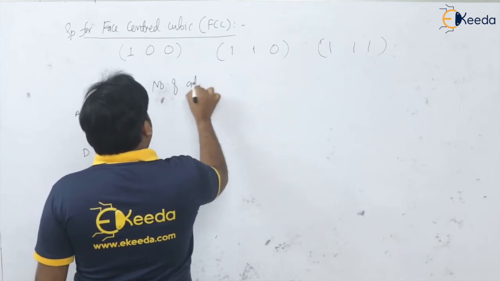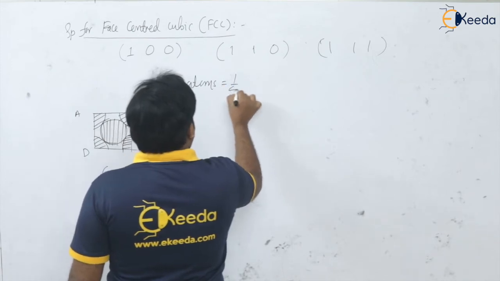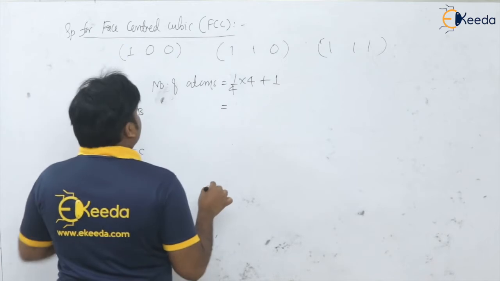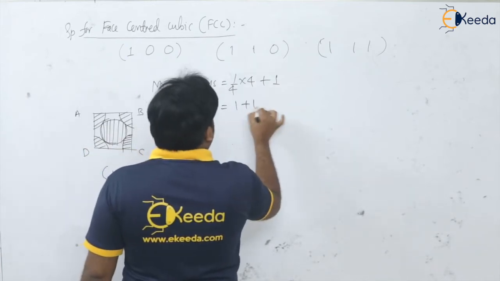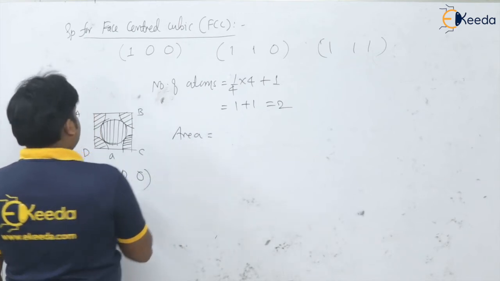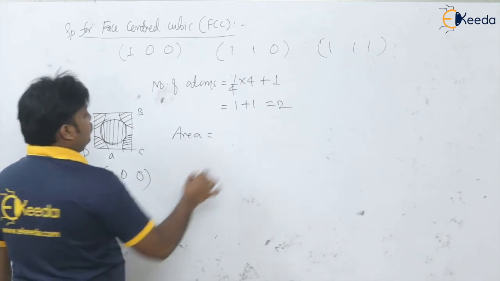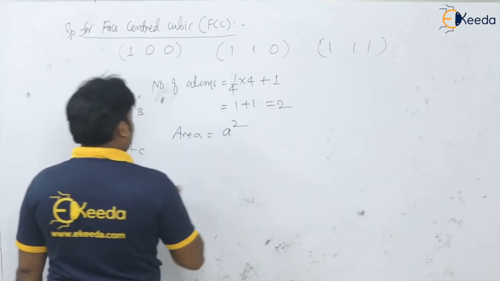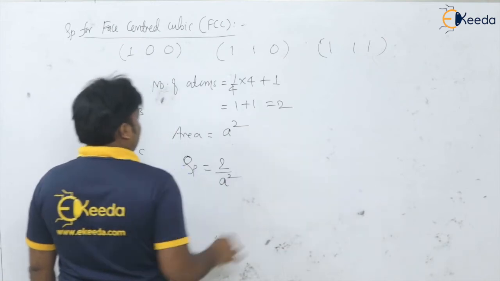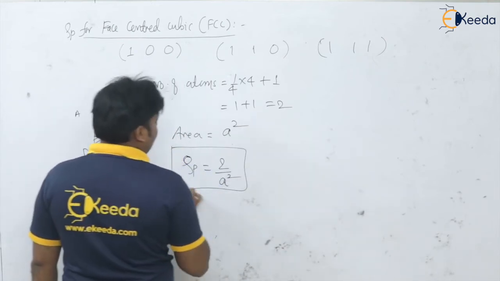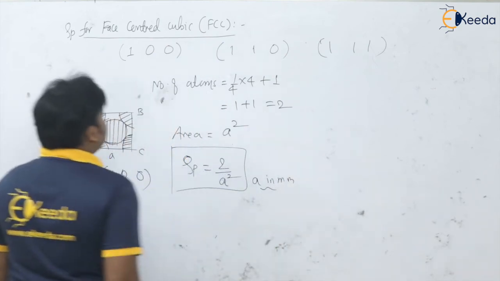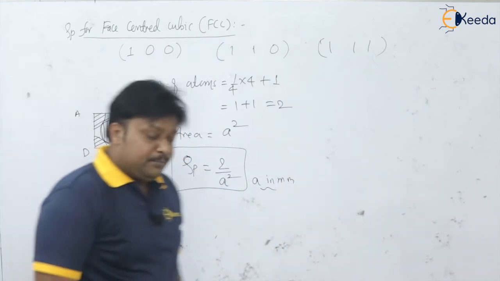Number of atoms kitne ho gaye yahan pe? That is 1/4 into 4 plus 1 complete at the face center. So it will be 1 plus 1 is equal to 2. And area, very easy, this is side A, so A square. So rho P is how much? 2 divided by A square, where A in millimeter. So this is the planar density for the FCC plane.